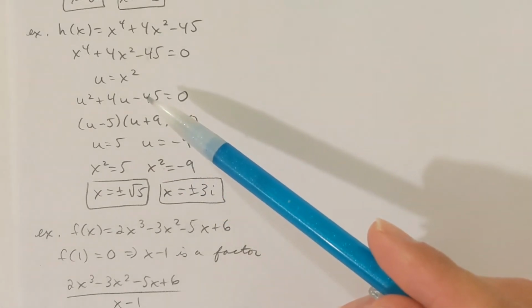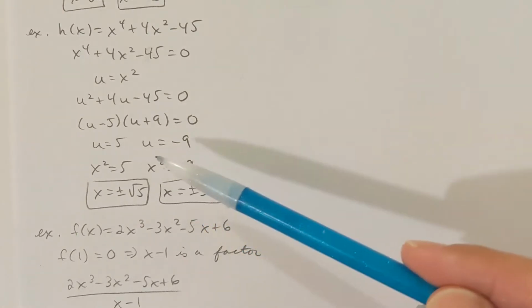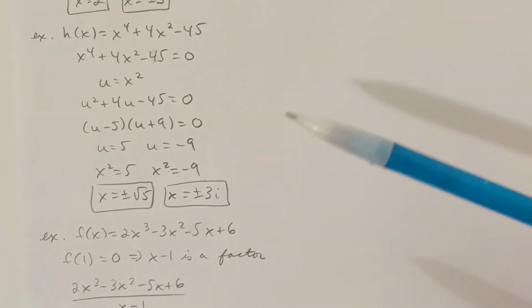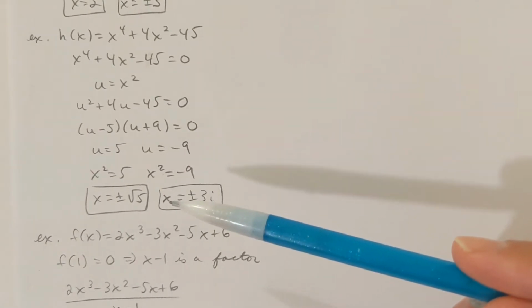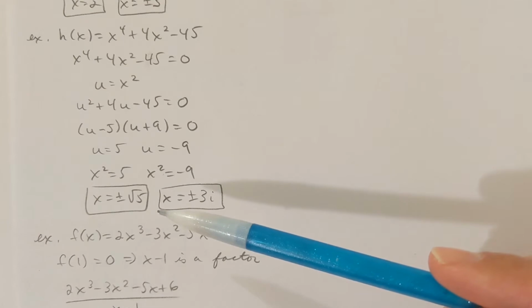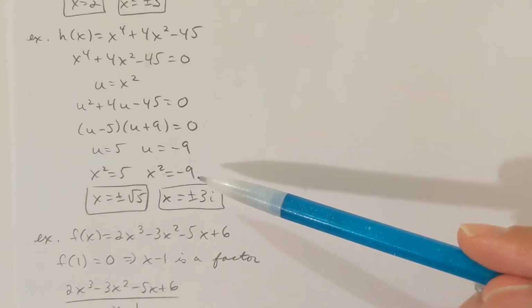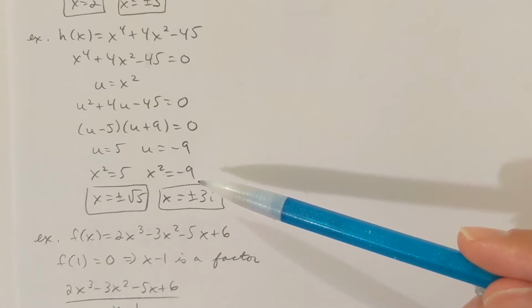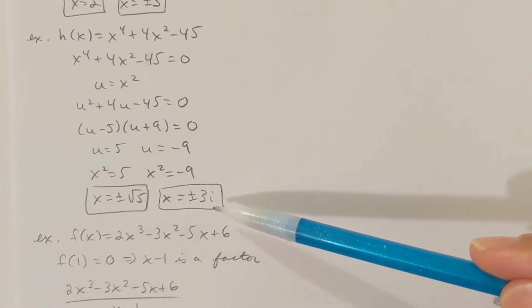U is equal to x squared. So x squared equals 5, and x squared equals negative 9. X squared equals 5 means that x is equal to plus or minus root 5. And x squared equals negative 9 means that x is equal to plus or minus the square root of negative 9, which is plus or minus 3i.